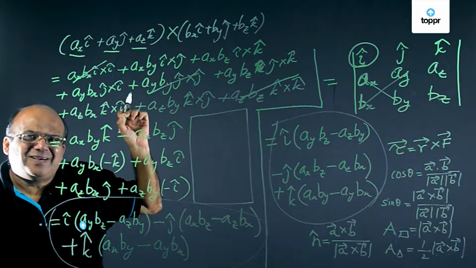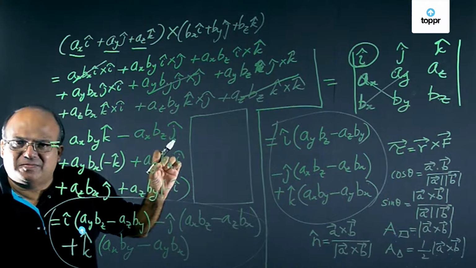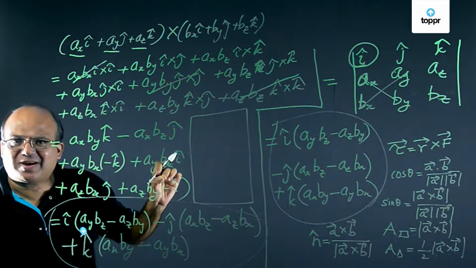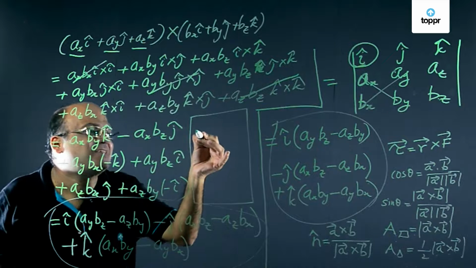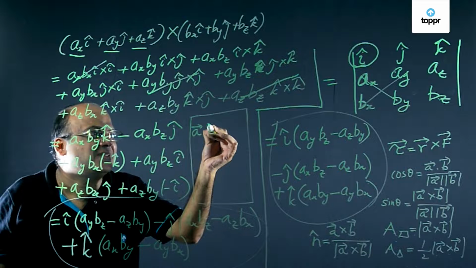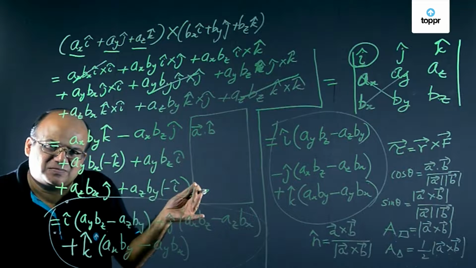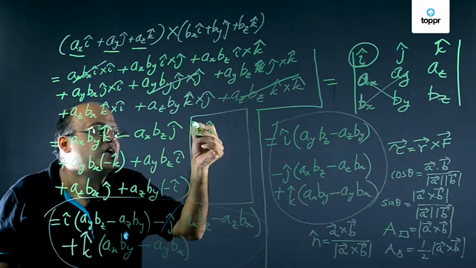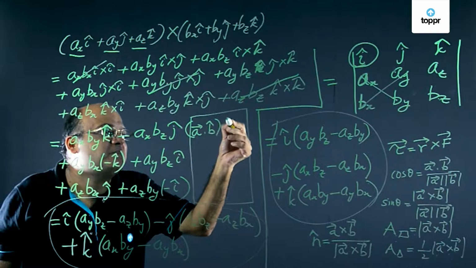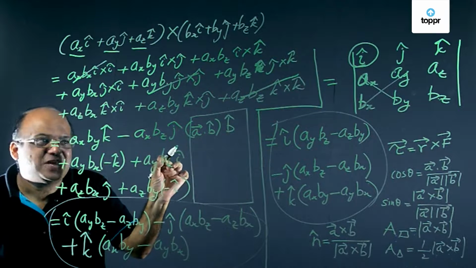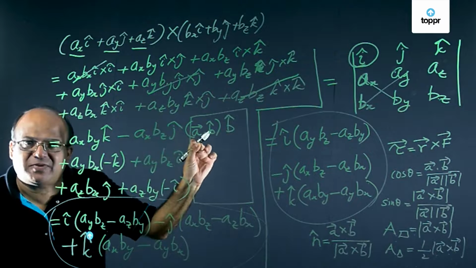Now, let us learn one more thing. Projection of A vector on B vector is defined as A vector dot B cap. This is the scalar projection. And if somebody asks the vector projection, it will be A vector dot B cap multiplied by B cap. This is projection of A vector on B vector.